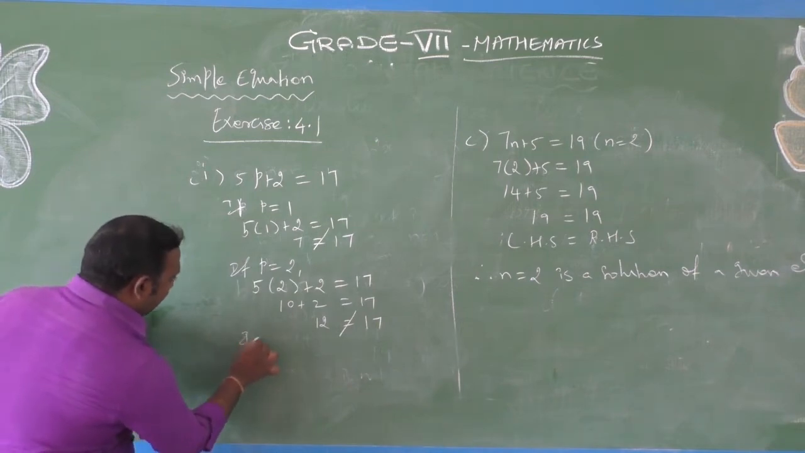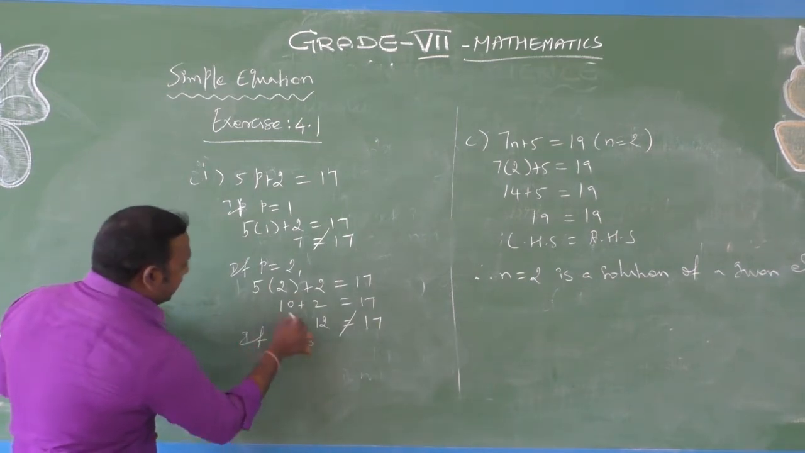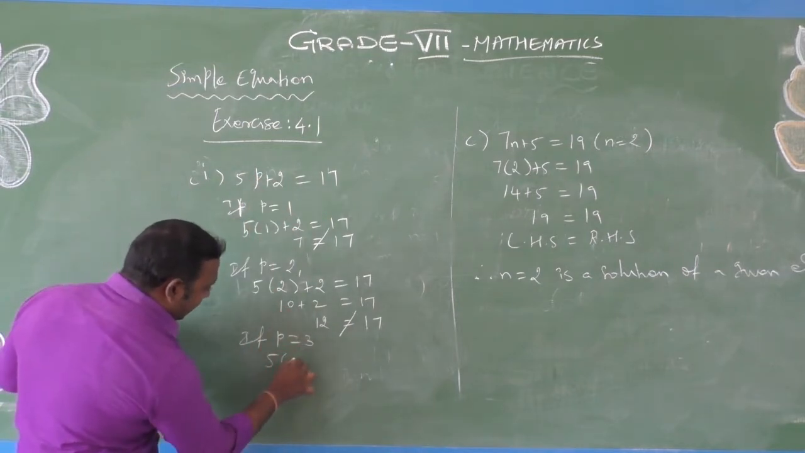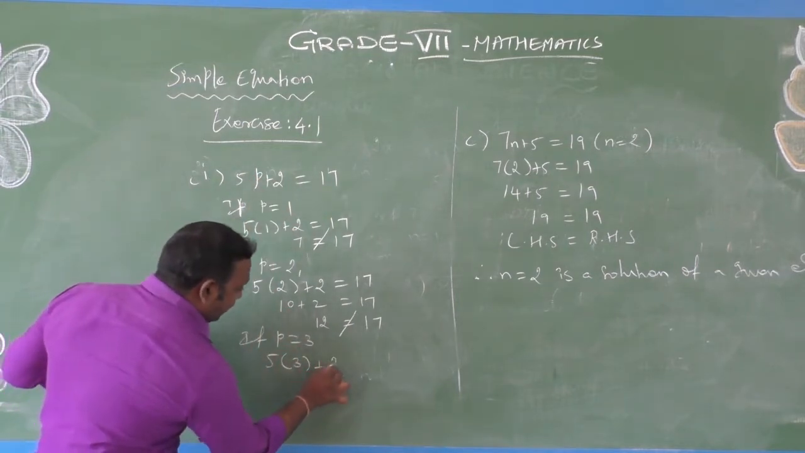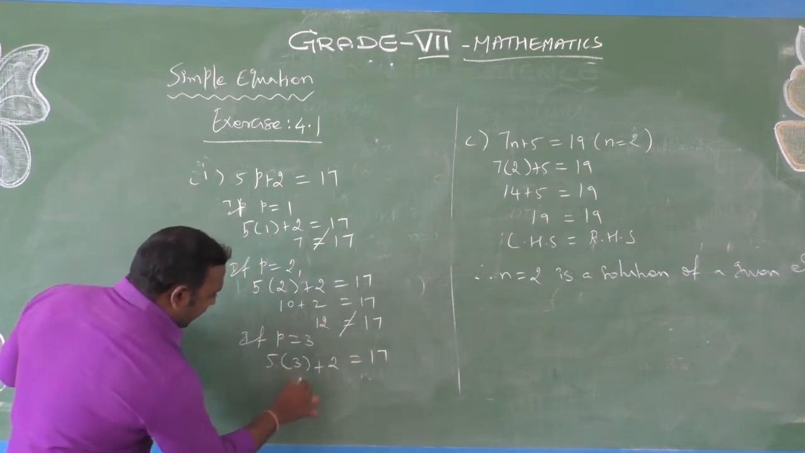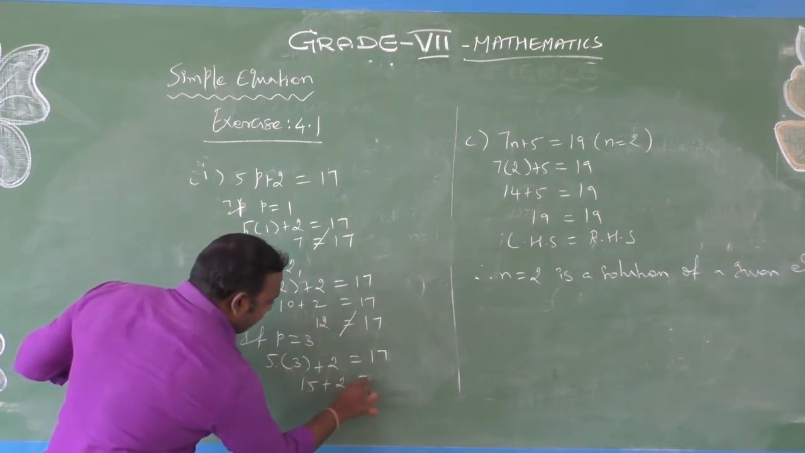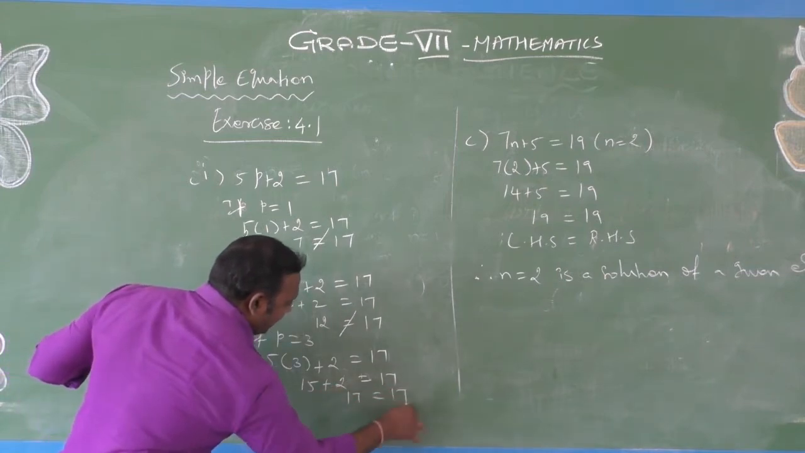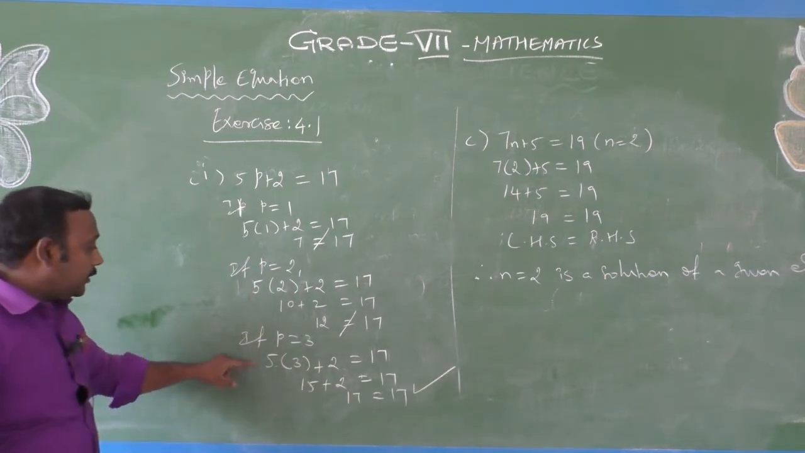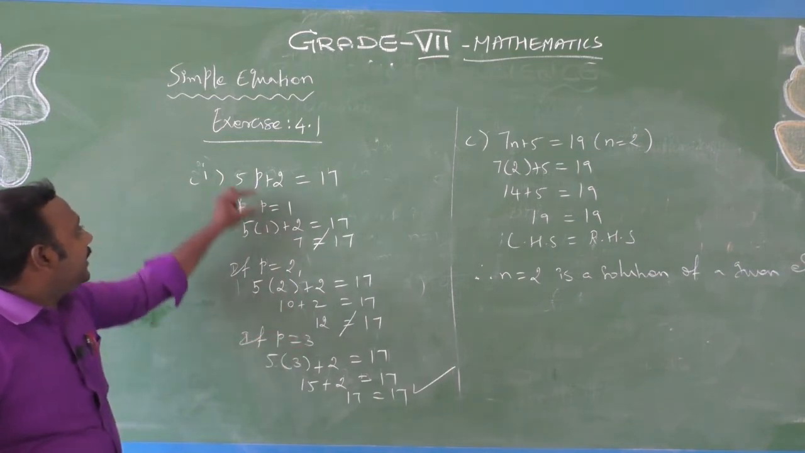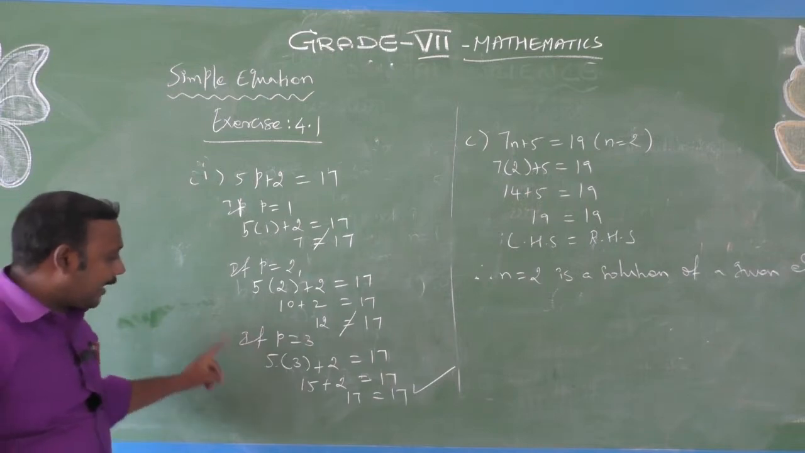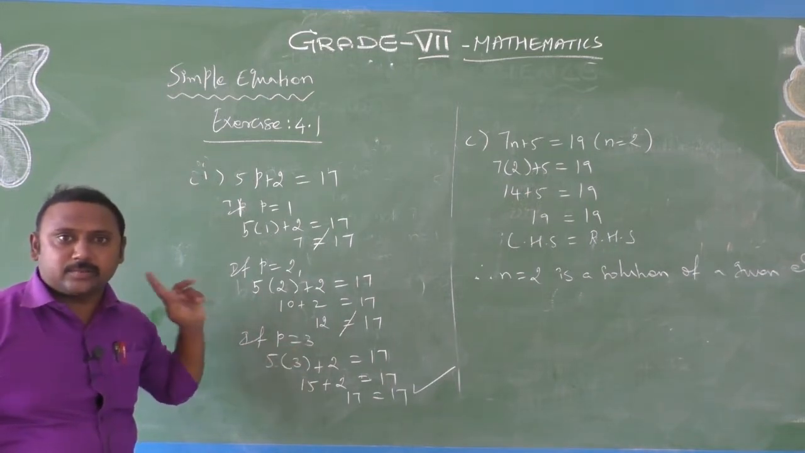Then if p is equal to 3, then the given equation becomes 5 into 3 plus 2 is equal to 17. So 5 threes are 15, plus 2, 17 is equal to 17. So this is the correct one. So if p is equal to 3, the given equation is satisfied. So the answer is p is equal to 3.